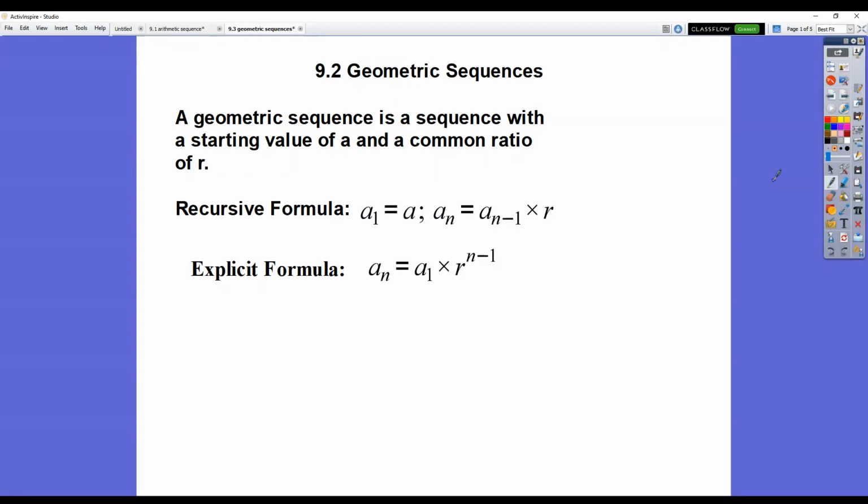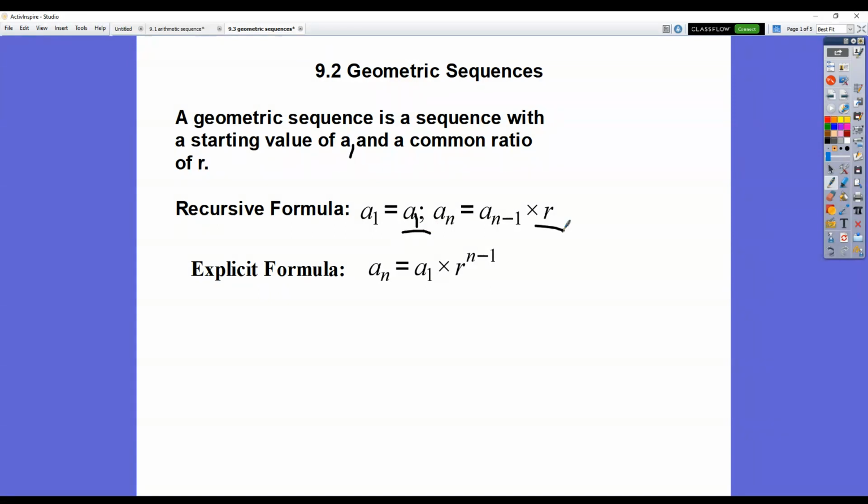Guys, today we're looking at geometric sequences. A geometric sequence is a sequence with a starting value of a sub 1 and a common ratio of r. So to figure out if it's a geometric sequence, you have to be multiplying by the same number each time. It's called the common ratio, what you multiply by. So we say what a sub 1 is, and then r is our common ratio.